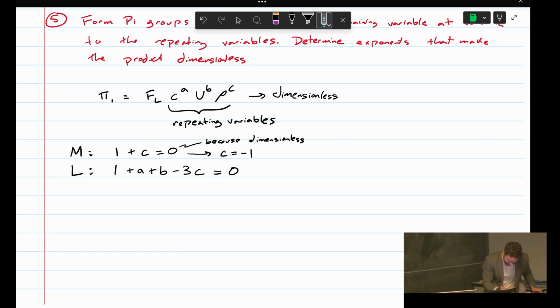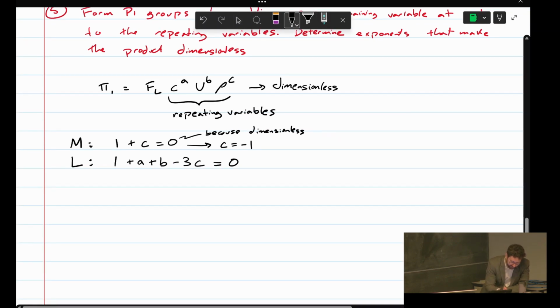Let's just summarize where these came from. The 1 came from the exponent on FL and the fact that FL is kilogram meter per second squared, so the meter to the 1. The a comes from the exponent on c, the chord length, which has units of meter, just to the 1. The b comes from the exponent on u, which has units of meters per second, so that's why this is 1. And density is units of kilograms per meter cubed. So the meter is on the denominator and it's to the 3rd power, so that's why it's minus 3c. We already solved for c, so we will replace that eventually if you're wondering.